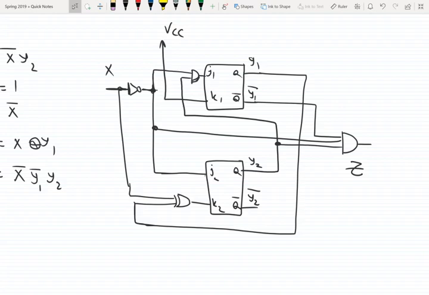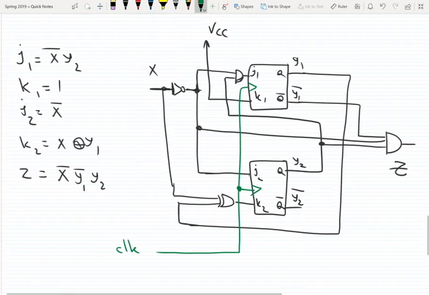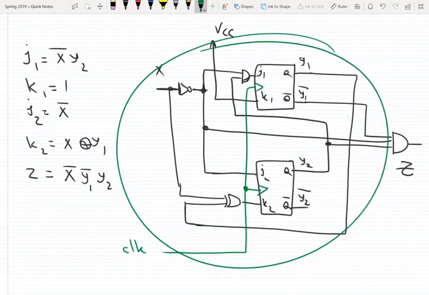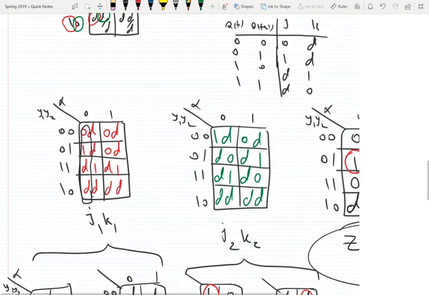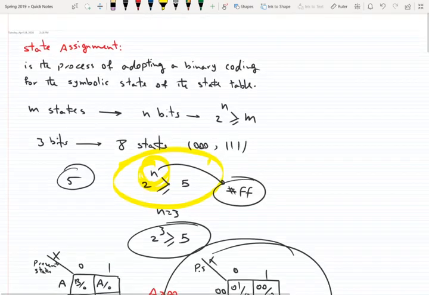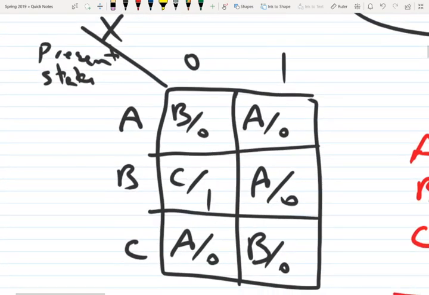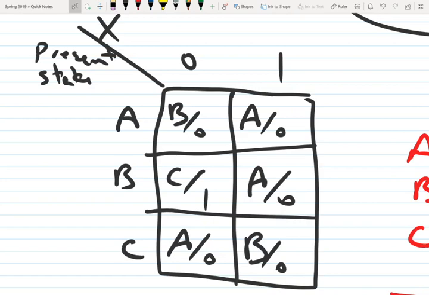By the way, don't forget the clock. This one is also connected. So you see, we designed the circuit from the state table. What is our original data? This one is the output of our problem, but what was the input of the problem? This one was the input of the problem. We had it in the state table, and we designed the circuit that implements this state table. Any question?